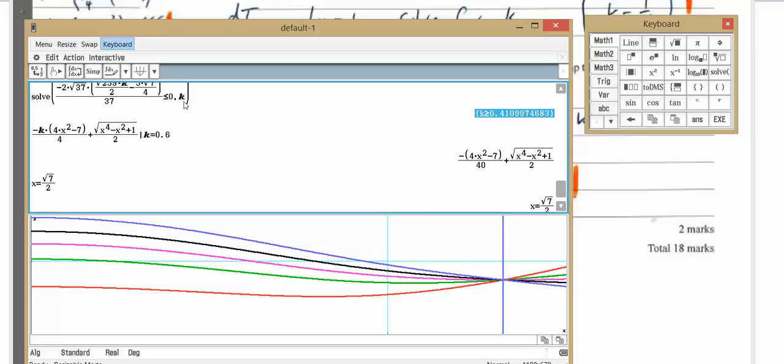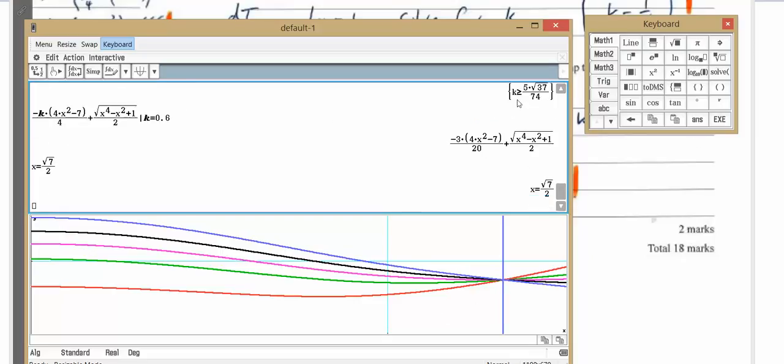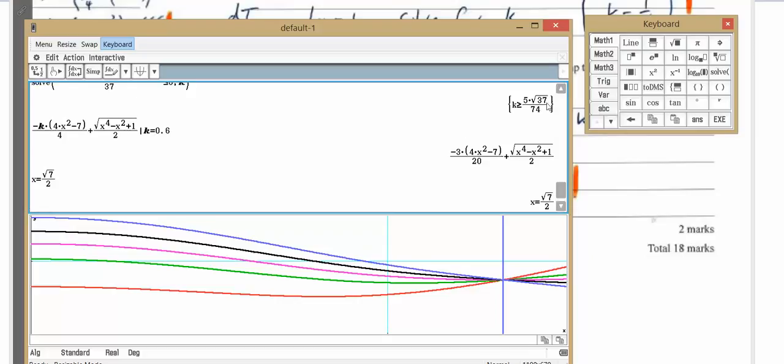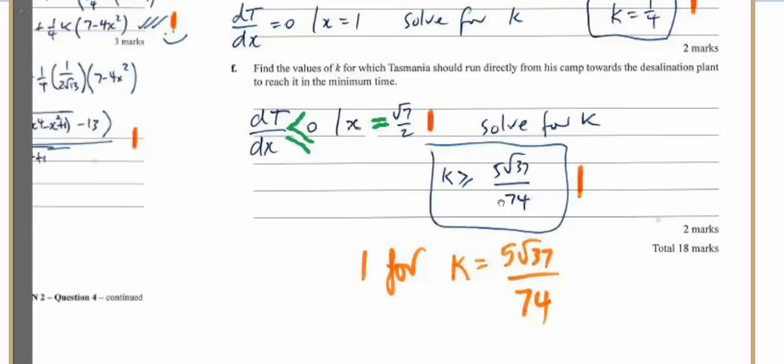So, for fear of losing my graphs, this is my answer for k, because they're the values of k that have gradients that are negative, or when it's equal to this value, 0, and that means that root 7 on 2 has the smallest time for all of the values of k. So that's what I want to do.